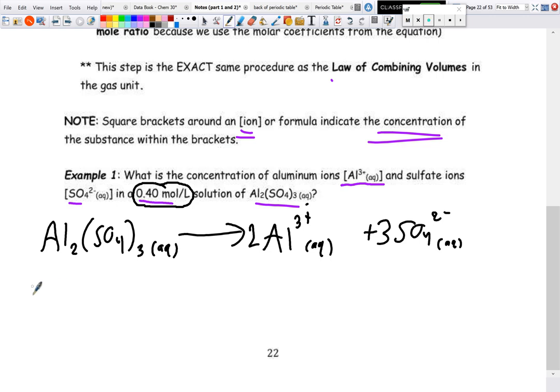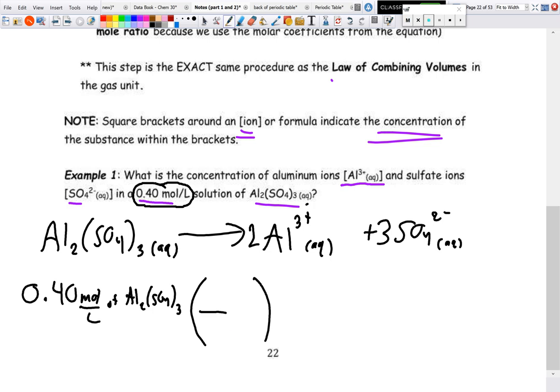So our given, we have 0.40 moles per liter. Now, sorry, I'm just going to write this a little differently just so that liter is really noticeably in the denominator. Moles per liter of Al2(SO4)3. Now we're going to multiply this by a conversion factor, depending on what we're trying to solve. In this case right here, let's solve for aluminum first.